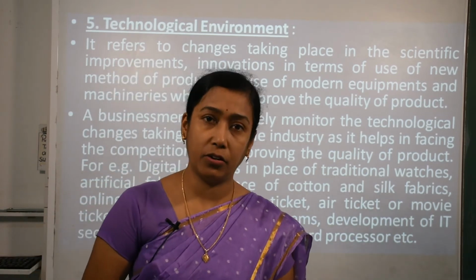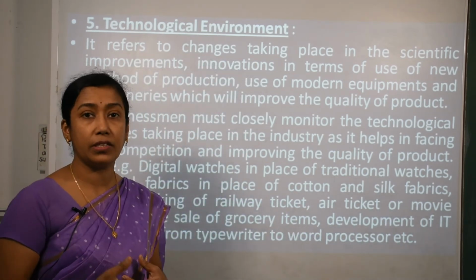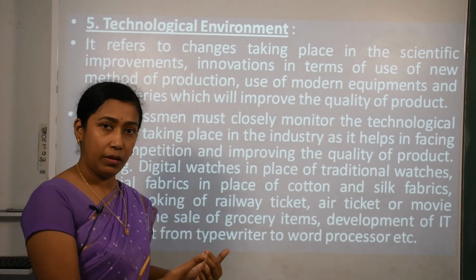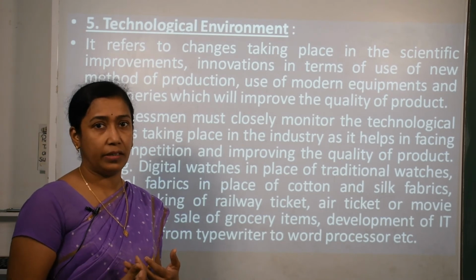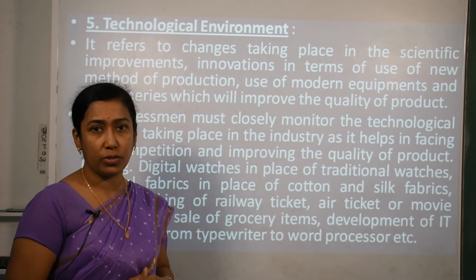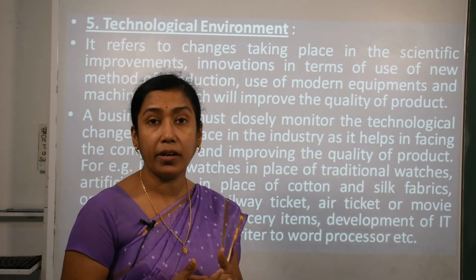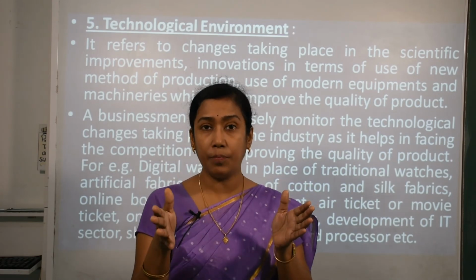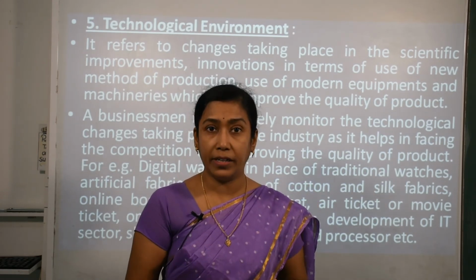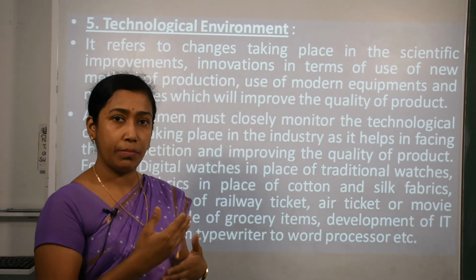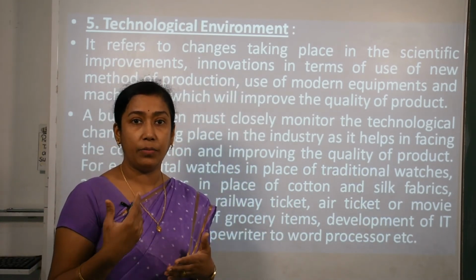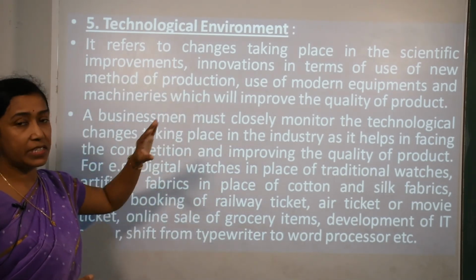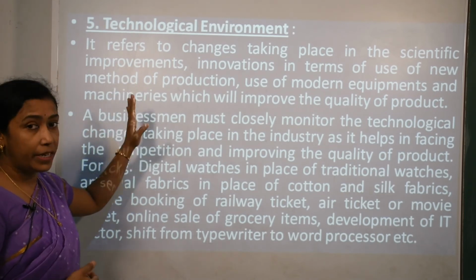Now the last is the technological environment. When we say technological, it means something related to technology. Technology, as we have discussed so far, can be a labor intensive technique or a capital intensive technique. Here, technique means the method of producing goods and services. And why do we need to concentrate on the technological environment? Because technology helps to make the product of better quality. That means by using a better kind of technology, your product can have a superior quality compared to your competitors. So it refers to changes taking place in scientific improvement and innovation.